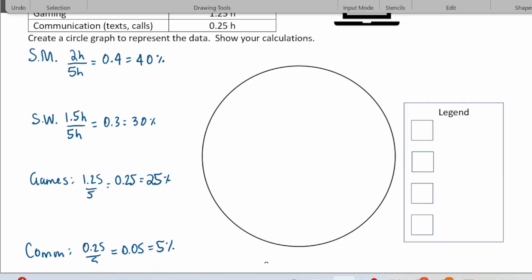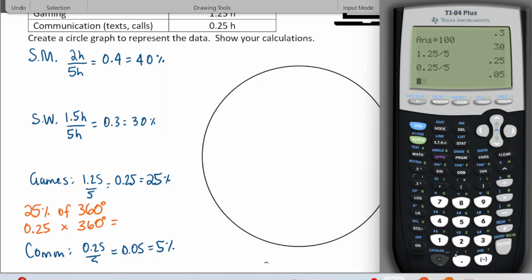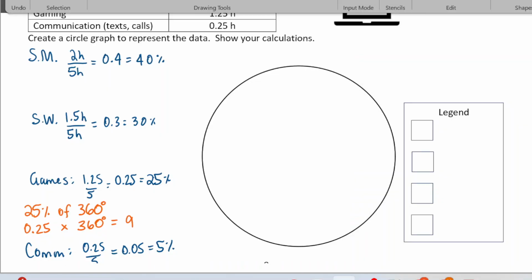Okay, so let's do the games first. Now we're going to see how big to make each section. I'm going to do 25% of the whole circle, so of 360 degrees. An entire circle all the way around is 360 degrees, and I want to do only 25% of that. So I'm going to type into my calculator 0.25 times 360 degrees to figure out what angle I should make. And it should be 90. 0.25 times 360, 90 degrees. Okay, so that's the angle I want to work with.